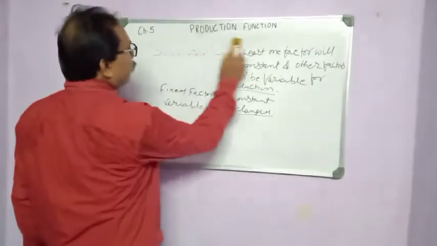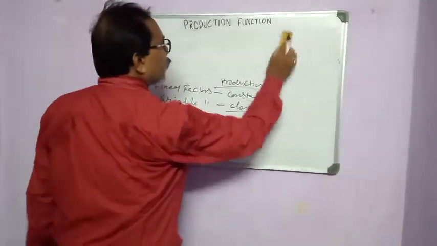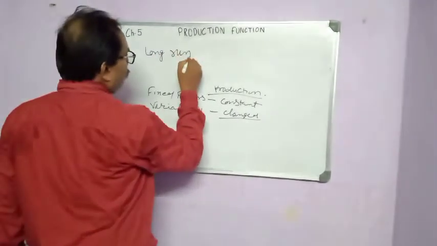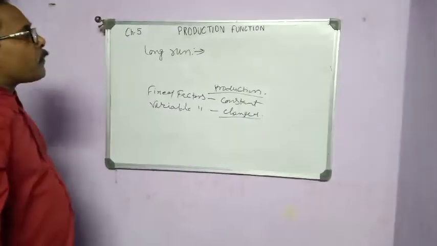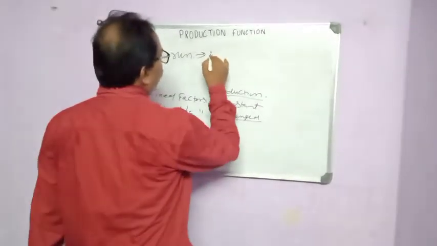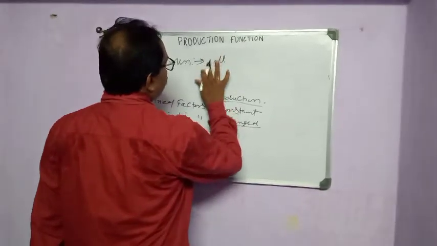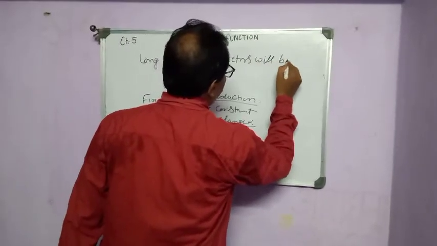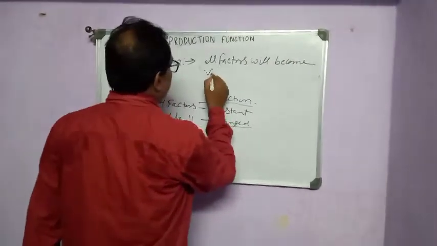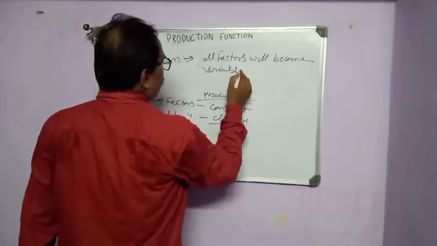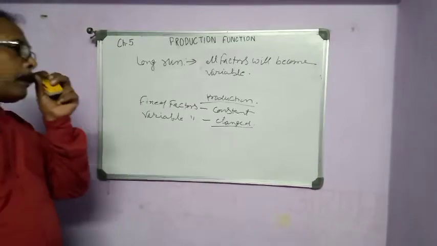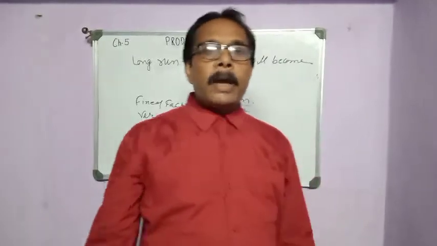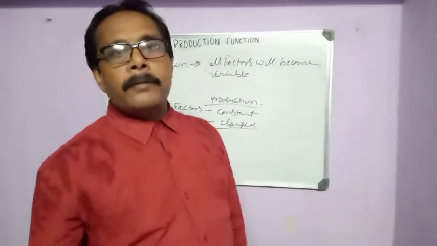Okay, next is the long run. So what is the long run? Here all the factors will become variable. Is it clear? So long run is a process in which all the factors of production will be variable, because the firm has enough time.